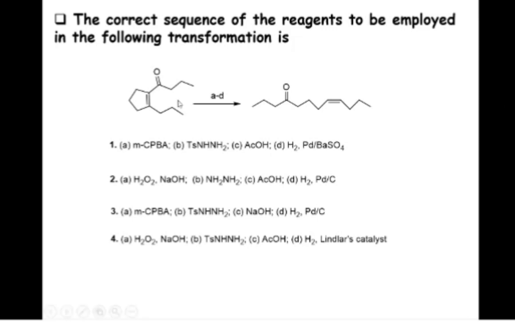What is the Eschenmoser reaction? Conversion of alpha epoxy tosyl hydrazone. See the last condition. This hydrogen peroxide and NaOH will form epoxide over here. Then second step, this tosyl hydrazide. Reaction of this tosyl hydrazide with this ketone group takes place and formation of tosyl hydrazone. Means alpha epoxy tosyl hydrazone.